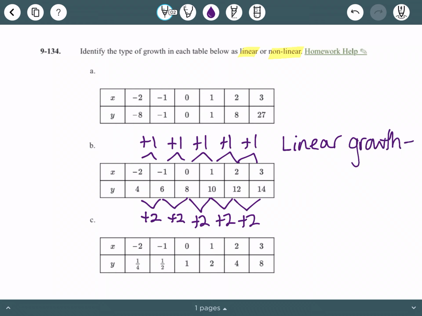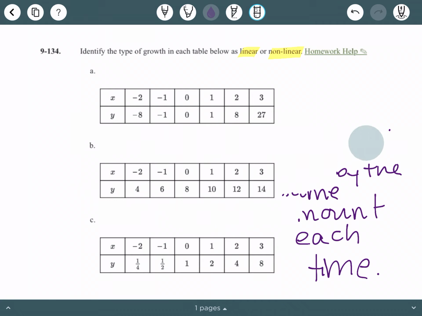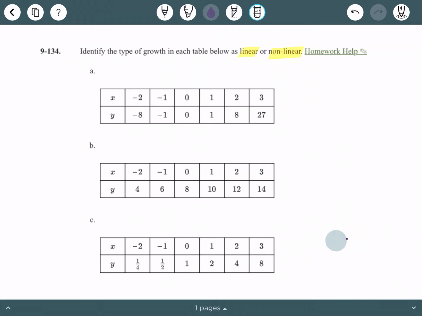And again, we can specify just that it grows by the same amount each time. All right, that's all for B. Again, I'm going to erase this just so it's not so messy for part C. Okay, in part C, we can see that the top, or the x value, or the input, is still growing by 1 each time.